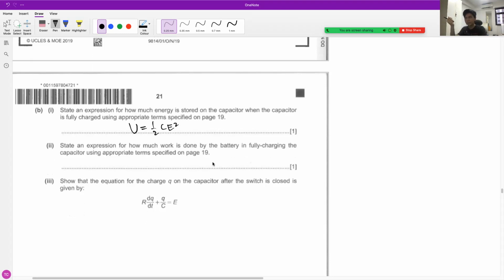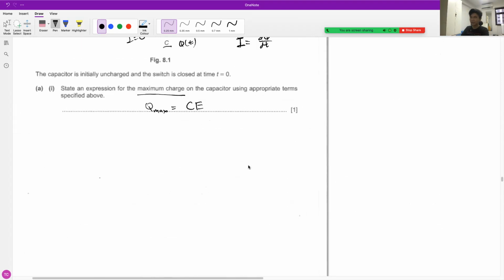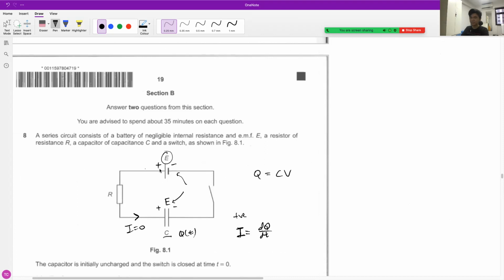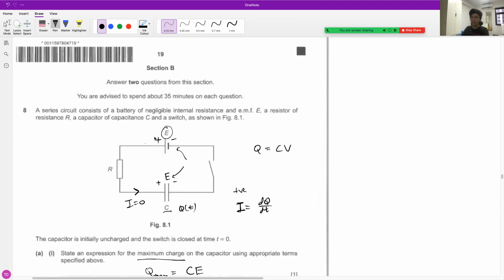Next: an expression for how much work is done by the battery in fully charging the capacitor. Okay, so the work done by the battery. There are 2 areas for dissipation. The work done by the battery has to go somewhere, right? One, it's dissipated in the resistor as heat. And two, it's stored as charge in the capacitor.